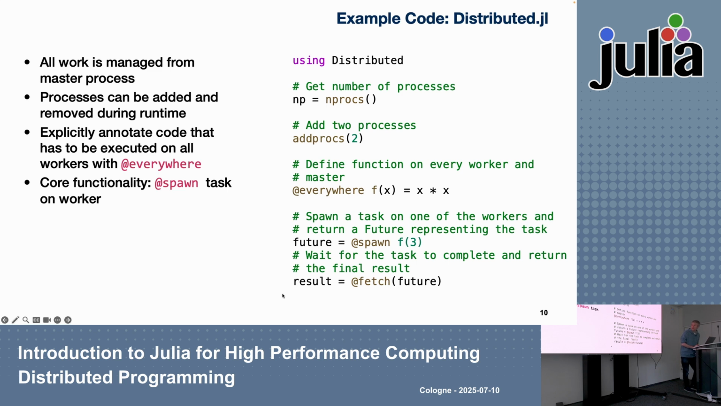And then you say spawn f, and then it will create a task that will be executed on one of the processes. You will get a future, and then you could do something else, maybe do computation on your own in the main process. And then later you can fetch the result, and then it has to be transferred in the background over the communication network.